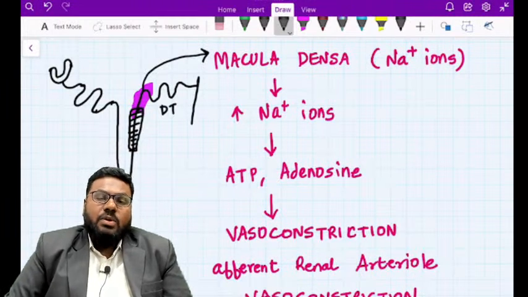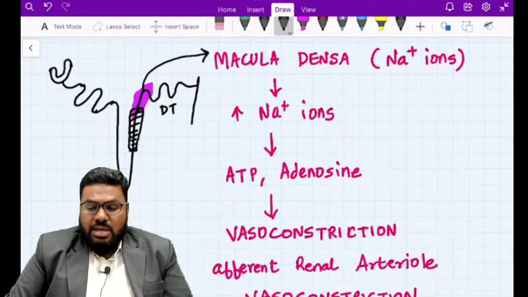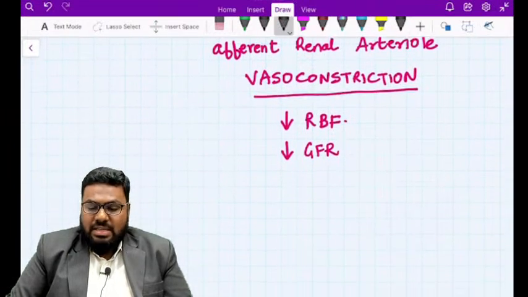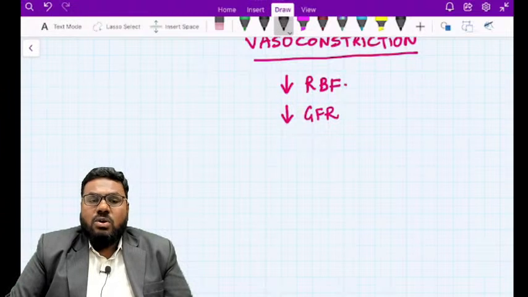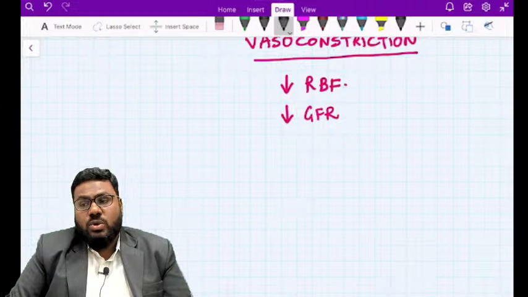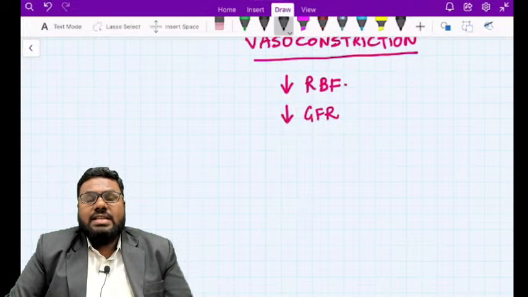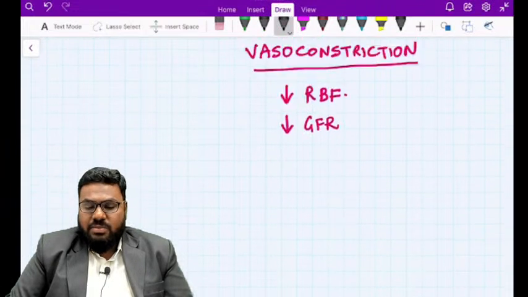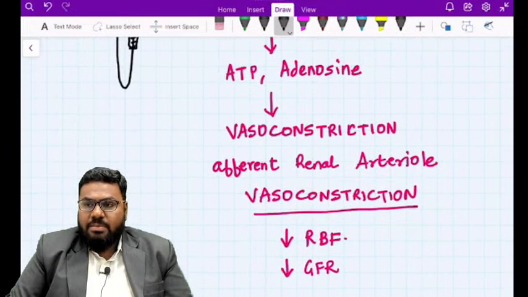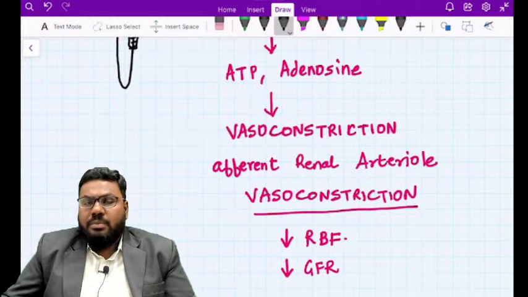If a high amount of sodium ions is delivered here, it results in vasoconstriction, a fall in the renal blood flow and a fall in GFR. Exactly the opposite happens if there is decreased sodium. Whenever there is decreased delivery of sodium ions to the macula densa, the macula densa dilates the arteriole. When it dilates the arteriole, there is increased renal blood flow and increased GFR. Exactly the opposite happens with a decreased amount of sodium ions, right?